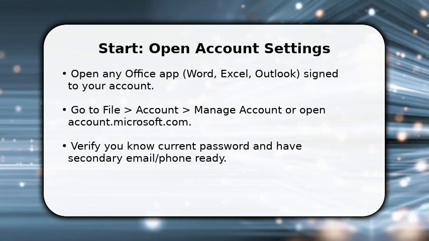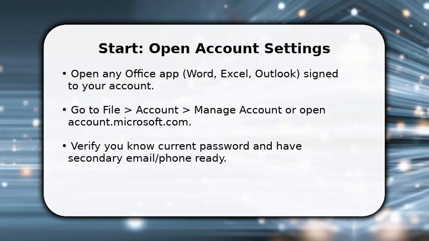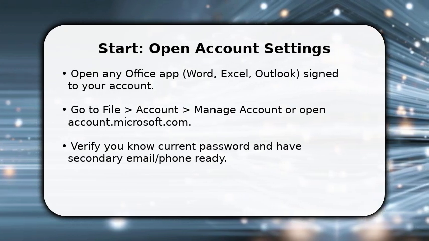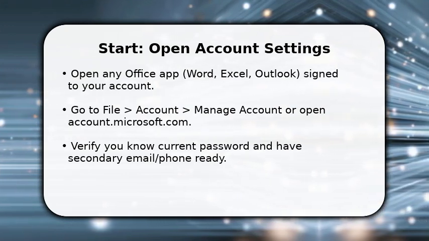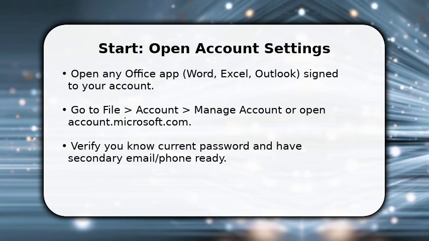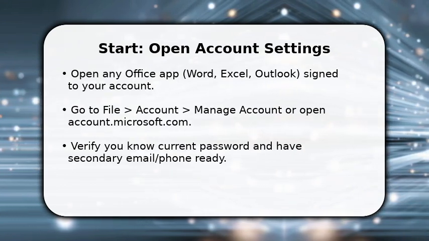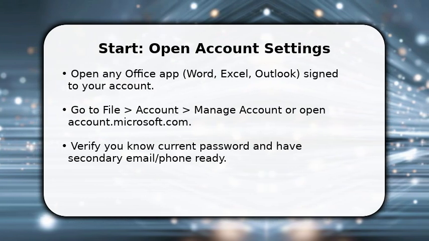Make sure you can receive a code on your phone or secondary email. You'll need that to verify identity. With verification ready, proceed to the Security section. That's the entry point for changing the password and keeping Office signed in across devices.